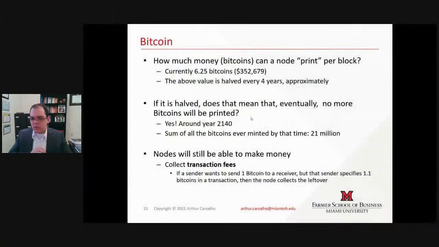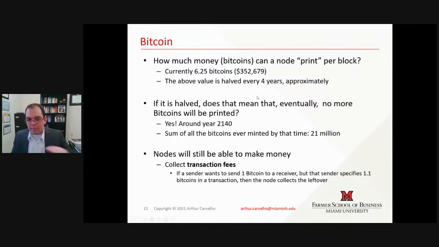Now, let's go back to the presentation. So just keep in mind that eventually, after 2140, nodes can still collect money. They will no longer be able to print money, but they can always collect transaction fees. So if I'm going to send you 1 Bitcoin, but in my transaction, I actually say 1.1, the leftover 0.1 will be collected by whoever proposed the block with my transaction. So in other words, there are transaction fees. For every single one of the transactions that you propose, you have to pay some fees to get that transaction processed. And these fees will go to whoever printed money, whoever proposed the block that your transaction is in.